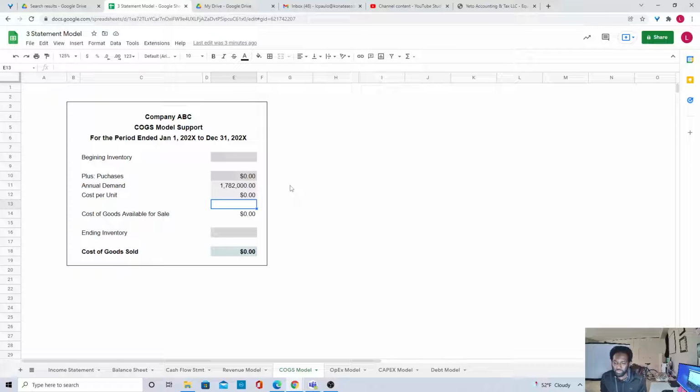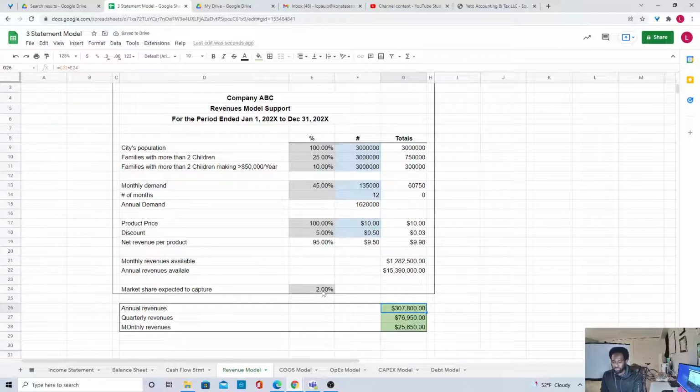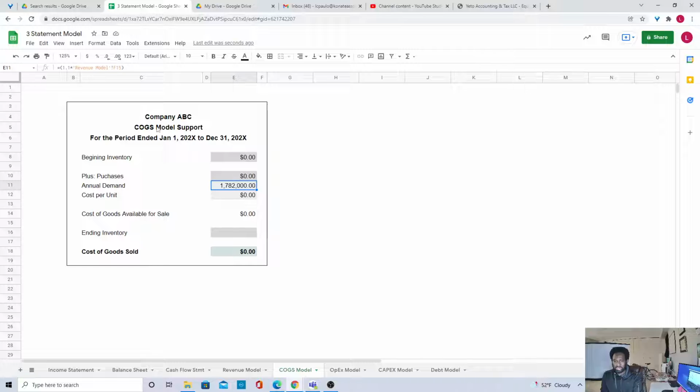My cost of goods sold is basically I'm trying to figure out how much it's going to cost me to buy the goods that I'm projecting to sell. So let's say I started the year with zero inventory, and then I made my purchase. This actually should be in function of my revenue model that I'm hoping to capture. Let me go back there. Times the 2% market share that I'm hoping to capture.